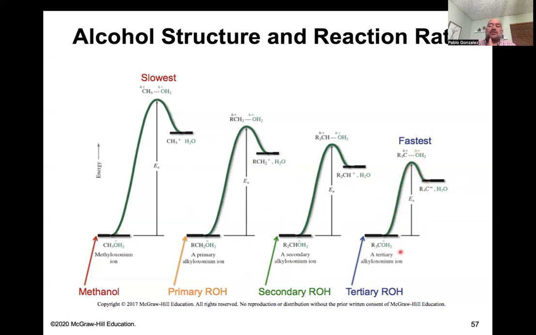Whenever you have a tertiary alcohol, it's going to be the faster reaction. Whenever you have a primary or methyl alcohol, it's going to be pretty slow. That's how the structure is related to the reaction rate. The more stable the carbocation because of substitution, the faster the reaction. The less stable because you have less substitution, the slower the reaction.